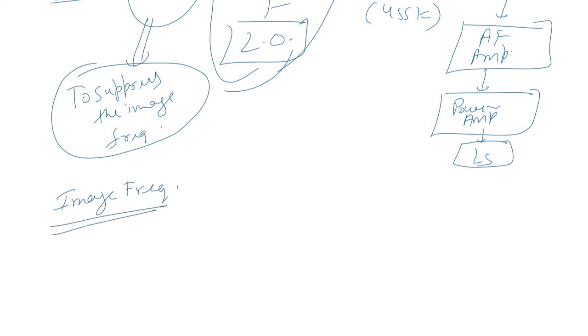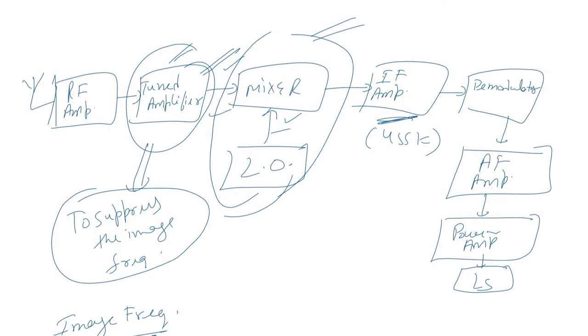Image frequency, or you can say image signal, is a signal having a frequency which is also passed through this mixer and further the IF amplifier. Let us see how, and that is completely undesired.